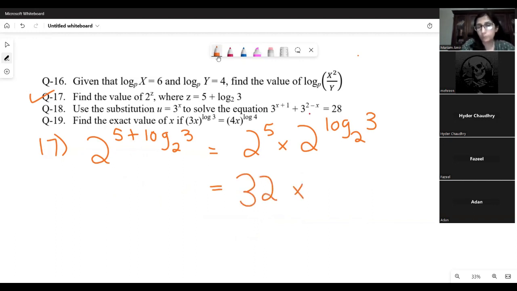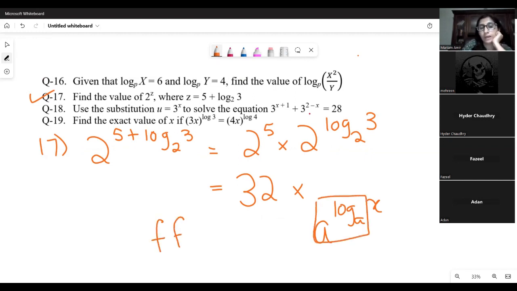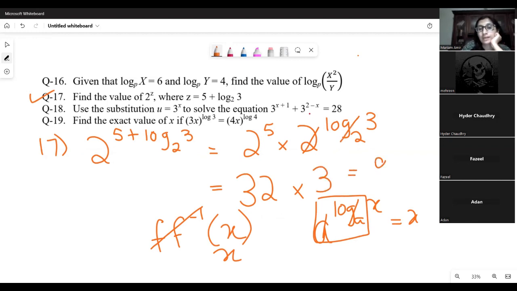Then in add math there is a property: if the base is a and the power is log base a of x, then since the two are inverse functions, as we learned in IGCSE with f inverse of x, they cancel and the answer is x. So similarly, this would just be equal to x. The 2 and log base 2 get cancelled and you get a 3 over here. So the answer is 96.